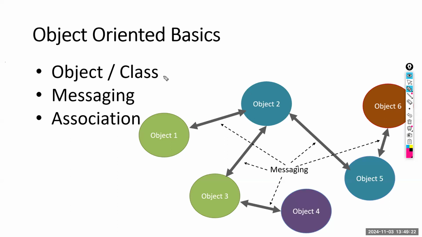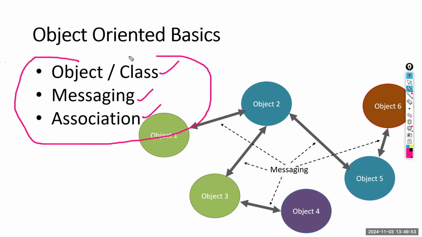Right. So what are the basic concepts in object-oriented software development? The concepts called object and class are highly related, but two different concepts. Then the concept called messaging and the concept called association. Those are the very basics, like ABC when you learn a language. Without understanding these things, you will never be able to understand the other concepts and start developing software.